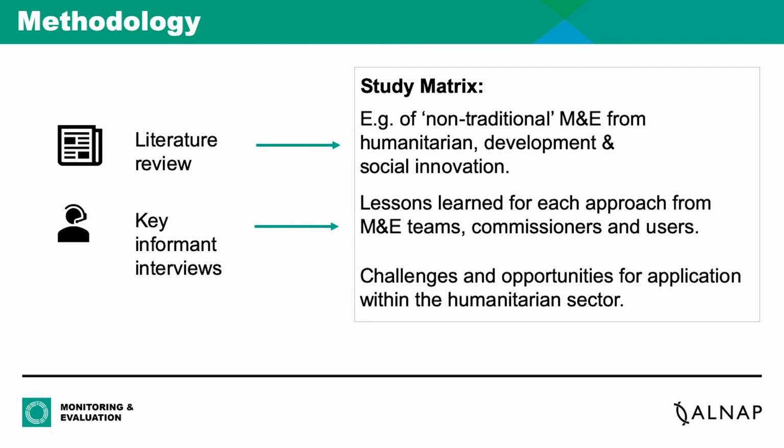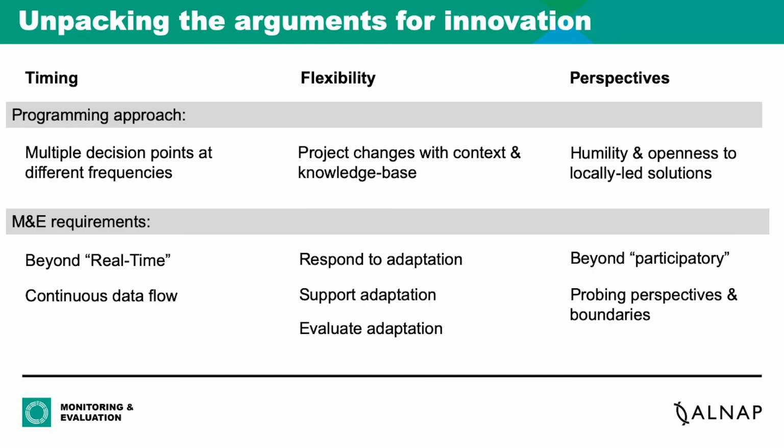So that's broadly speaking what we did and how we did it. If we look now quickly at the findings, the first point is that we saw a range of different arguments for innovation. So on the screen there, you can see 3 arguments, one from timing, one from flexibility, and one from perspectives.